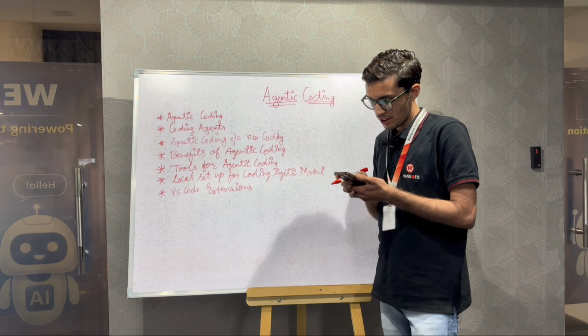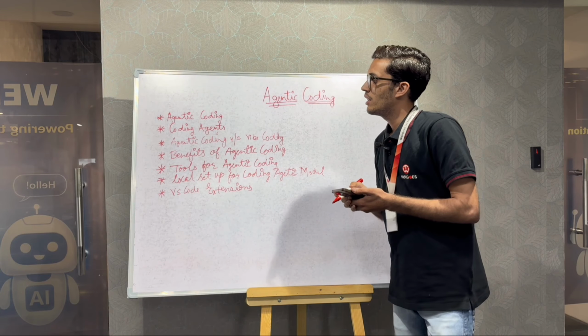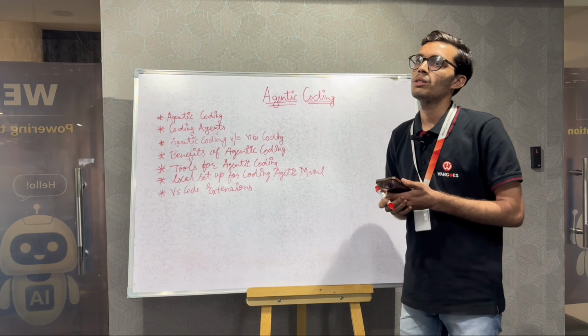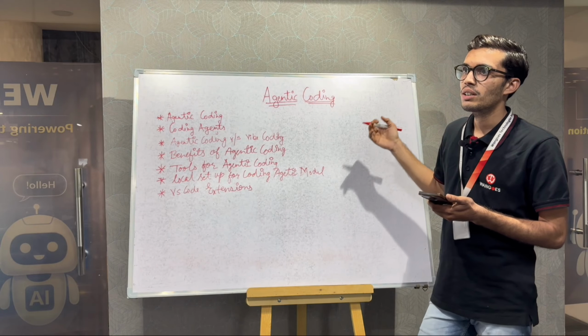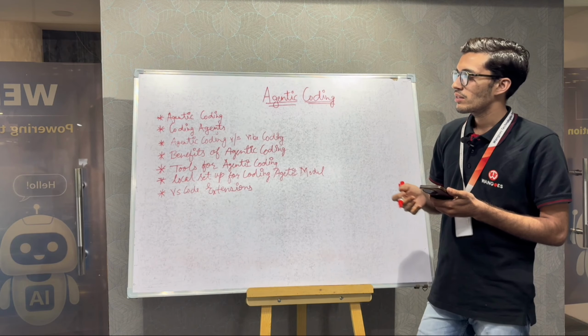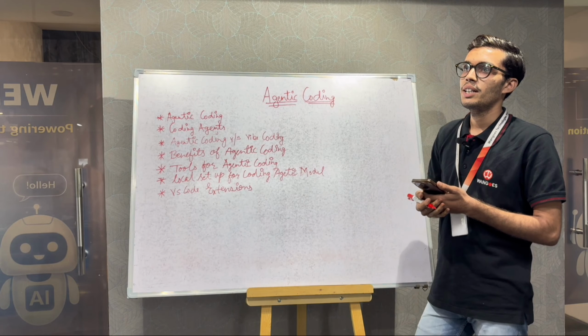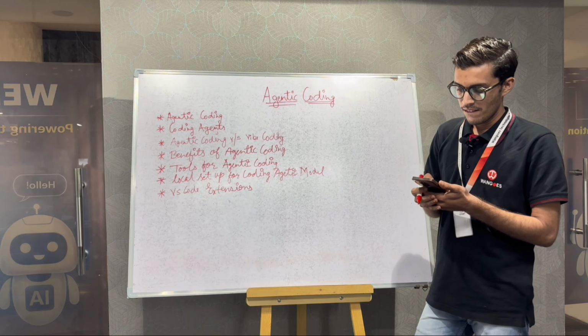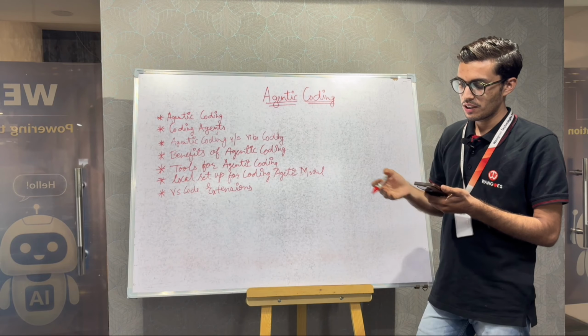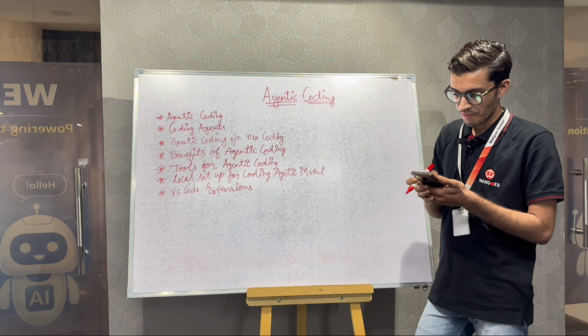Then second is enhanced code quality. So agentic coding also creates complex code and increases the code quality for security, and detects bugs and reviews code.